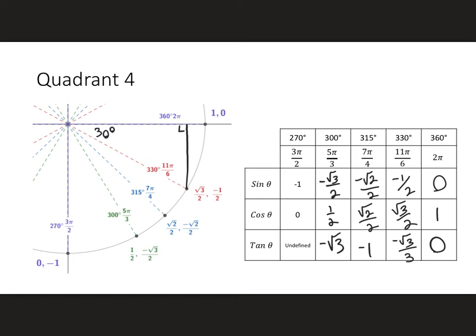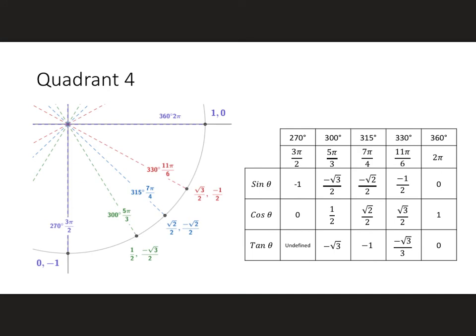And we want to look at what's positive and what's negative. All of our sine values are negative because all of our y values are negative, and that's what sine is, the y value. The cosines are all positive because all of our x values are positive in quadrant 4. And the tangents are negative because if one or the other is negative, then the tangent's always going to be negative.